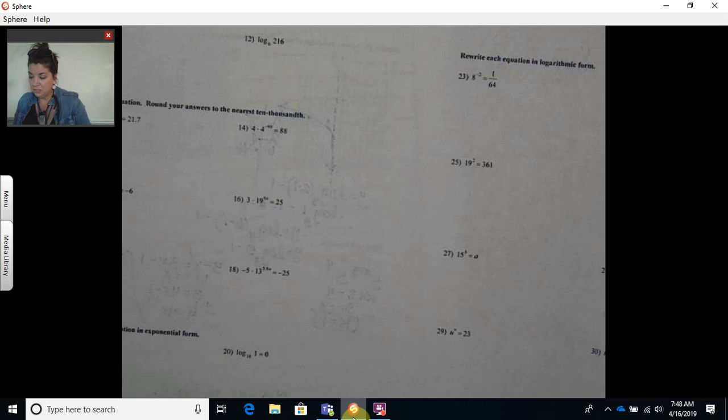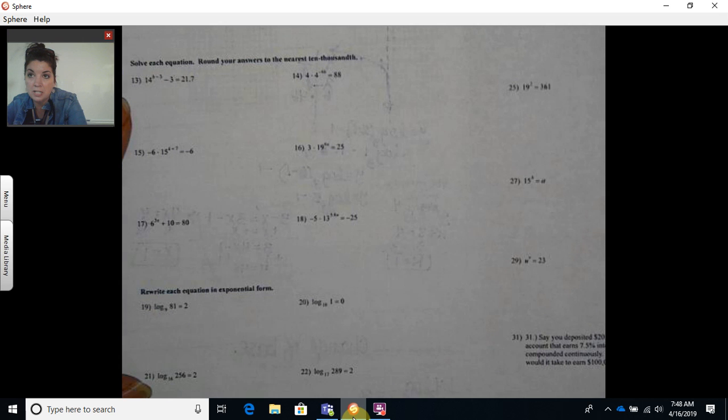All right, backside 11 and 12 is also change of base. 13 through 18, solve each equation, round your answer to the nearest thousandths. Okay, so you can see in those that the variables are in the exponent. So those are exponential equations. I can tell in number 13, that's not an exponential form yet, though. So get an exponential form first, then determine, do I need to rewrite this as a logarithm, or can I write both sides with the same base and go from there?